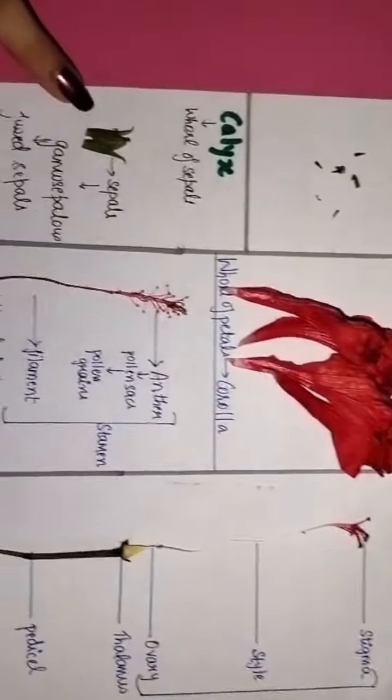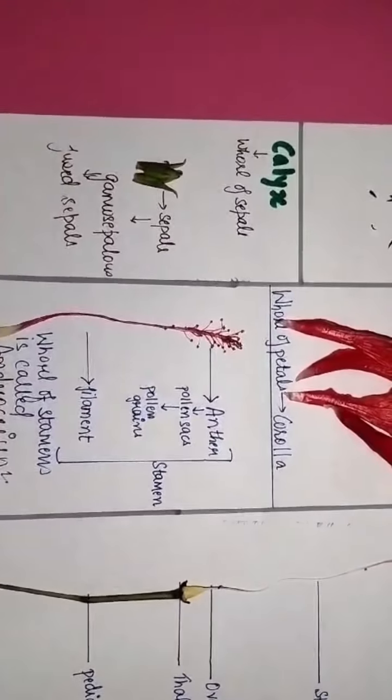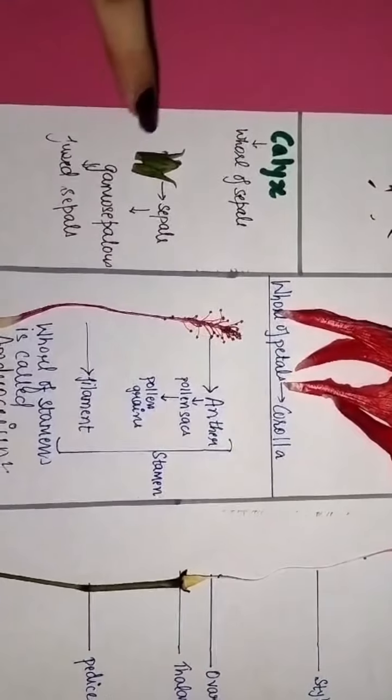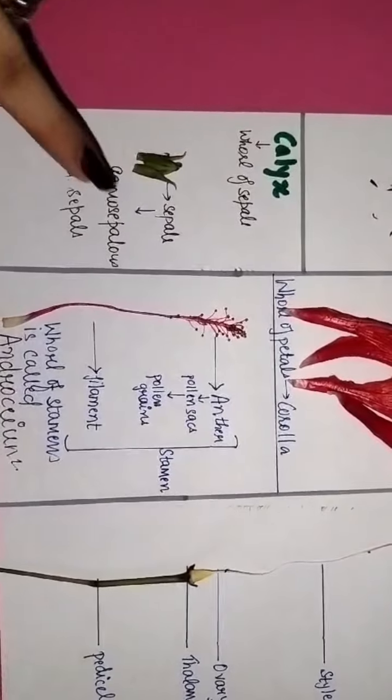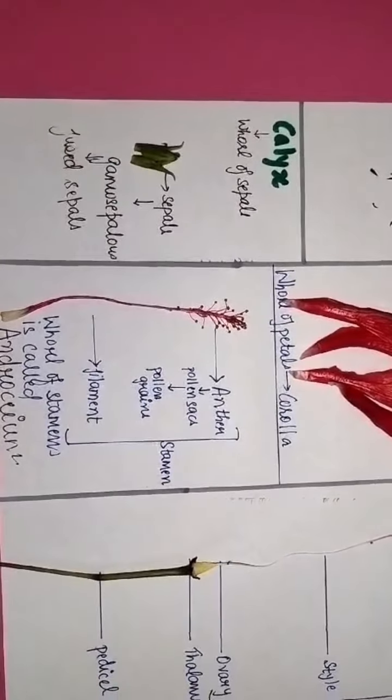Now here comes the calyx. Now what is calyx? It is the whorl of sepals. All the sepals make the whorl that is known as calyx. And here in this condition the sepals are fused.